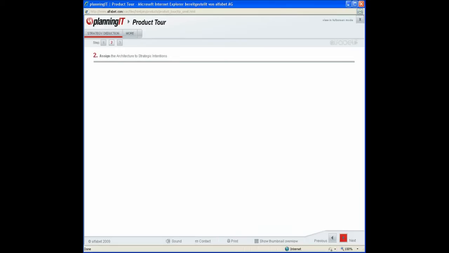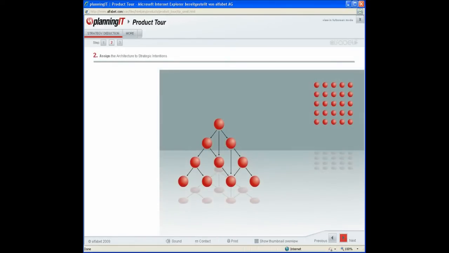Step 2. Assign the architecture to strategic intentions.